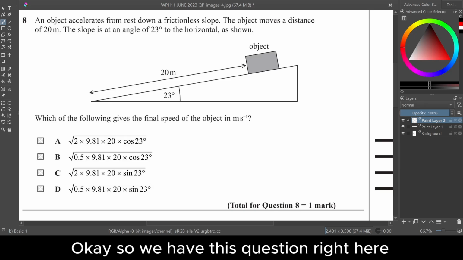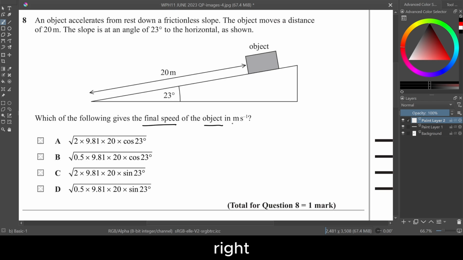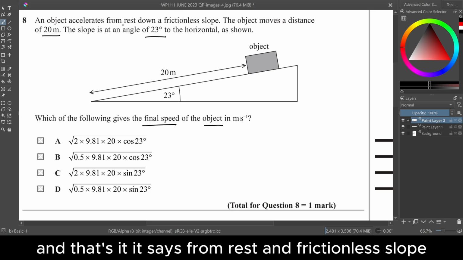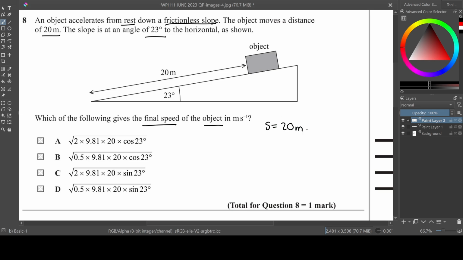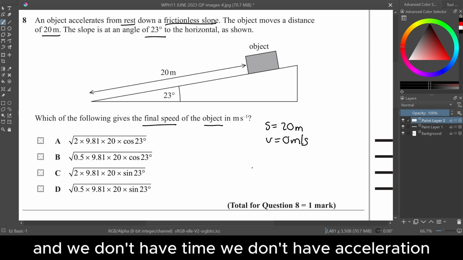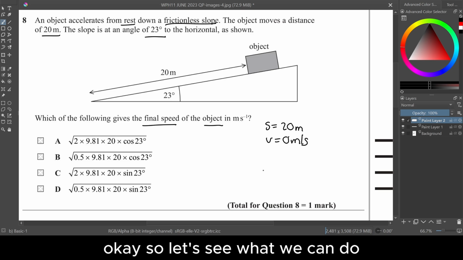Okay, so we have this question right here. It says we need to find the final speed for the object, right? So we have S, we have the angle, and that's it. It says from rest and frictionless slope. So we have S equals 20 meters. We have U, which is 0 meters per second. And we don't have time, we don't have acceleration, and we need to find speed. Okay, so let's see what we can do.